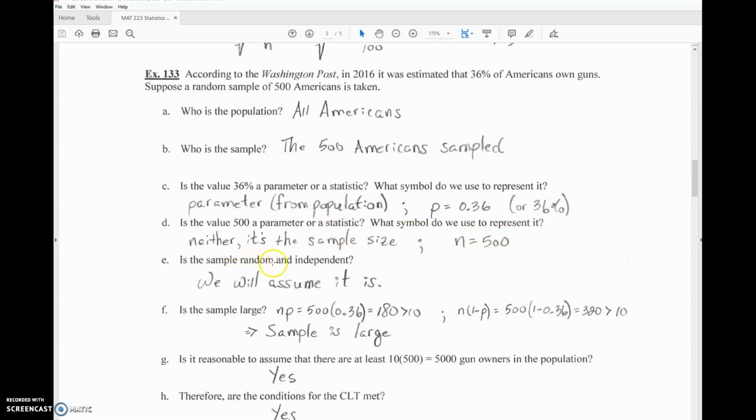Is the sample random and independent? We're going to mostly always assume it is. We were given a random sample, so whether it's independent or not, we just have to assume that it is the case at this point.